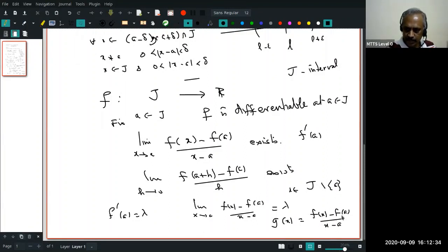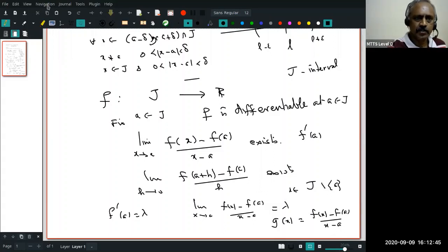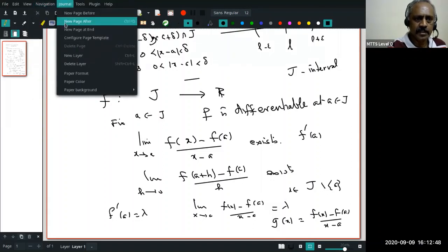Because f(x) is defined, f(a) is defined, f(x) minus f(a) is defined, x minus a is defined. But this expression is not defined at x equal to a. Do you understand this? These are the things you may not pay attention to. If you just keep on learning by heart, you may not understand. So I'm just explaining that.